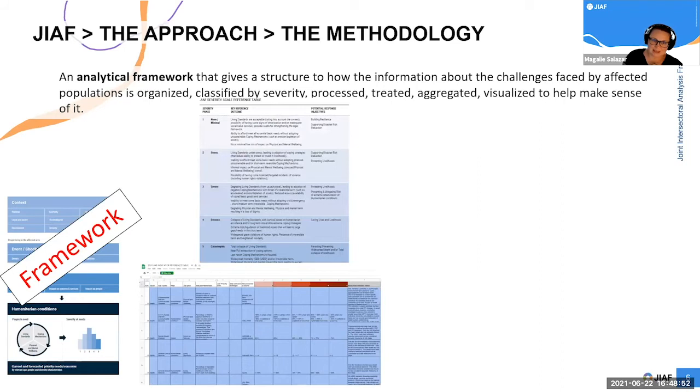The second element is the use of a severity scale and indicators that are structured in a way that can provide thresholds for severity classes. And those indicators are nested into the framework, and more specifically, for the vast majority of them, in the humanitarian conditions pillar.